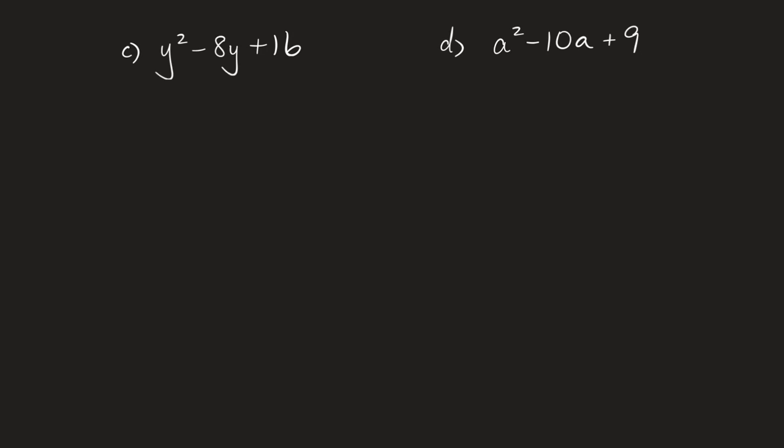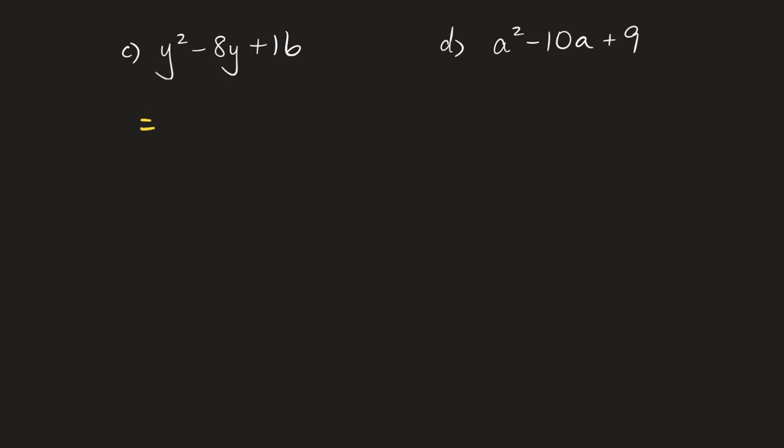Now, you take a look at C and D. And for all of these problems as we're moving forward, I want you to try to pause the video and try them on your own. Okay, we're back. So we see we've got a squared something, single something, and a constant. So we're playing two numbers that multiply to give 16 and add to give negative 8.